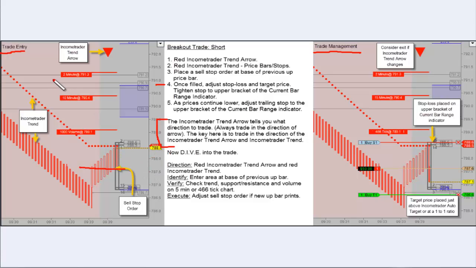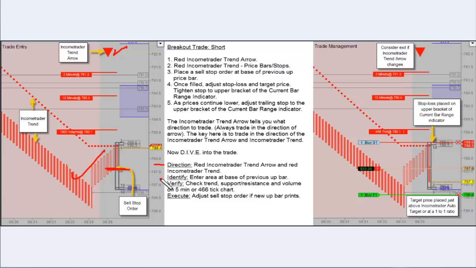So once we've got the trade setup done, we need to use this little acronym that I like to follow when I enter a trade. Dive into the trade. First thing I'm looking at, and this will kind of confirm the whole thing here. Let's just go through it real quickly. My direction: red IncomeTrader trend arrow. Yep, I have that. Red IncomeTrader trend bars. Okay, good, I got that. Then I'm going to identify the entry area, and it's going to be at the base of the previous up bar. So that'll be right here. So I'm going to put my sell stop order.